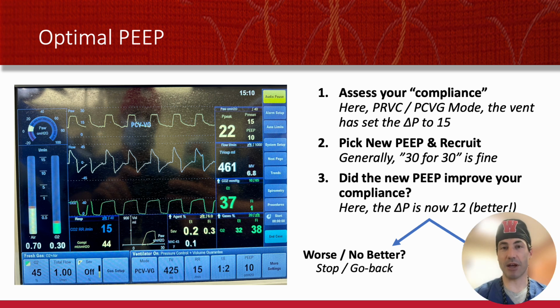If things got better, you consider, did it get a lot better? Do it again. Go up even higher on your PEEP. If it got a tiny bit better, you may be at the starting level of your optimal PEEP, and you have to make a judgment call. Do you want to be on the high end of optimal PEEP or on the low end of optimal PEEP? And you make that decision based on the physiology of the patient in front of you.